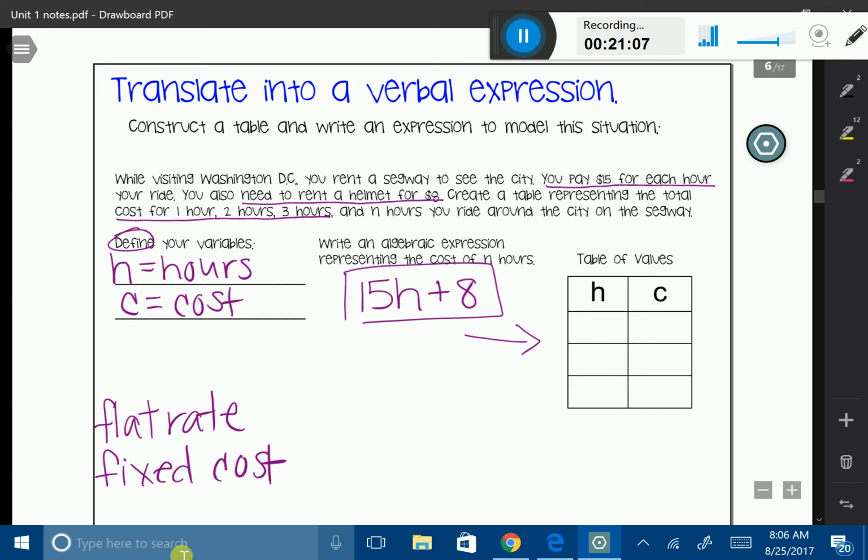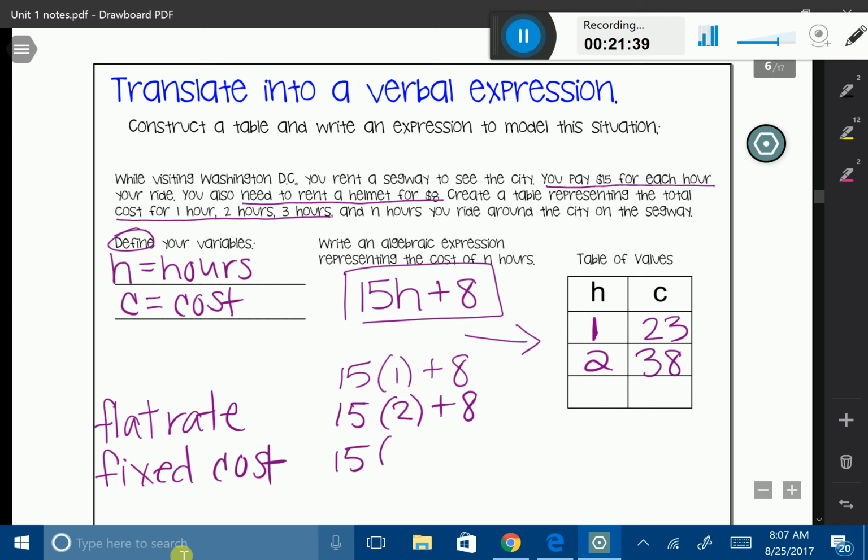So what I want to do is substitute the 1, the 2, and the 3 in for my h. So 15 times 1 plus 8. Well, that's going to give me 23. So over in the table of values, when I rode the Segway for 1 hour, my cost was $23. That seems reasonable. I'm going to substitute a 2 in for my hours. So if I spend 2 hours on my Segway, it's going to cost me $38. And if I ride it for 3 hours, it's going to cost me $53. You can see the more time that you're on the Segway, the more it costs you.